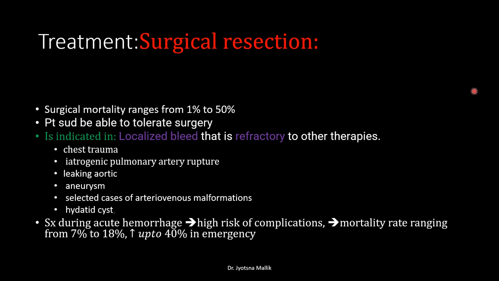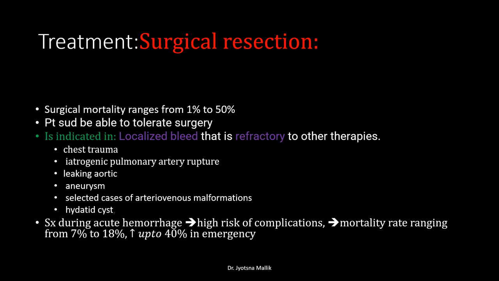Surgical resection used to be the early mainstay of treatment, but nowadays it is not done unless there is localized bleeding or the bleeding is refractory to other therapy like endobronchial therapy. The mortality range of surgical resection is from 1% to 50%, and the indication is basically when it is localized and recurrent bleeding not amenable to endobronchial or other therapy.